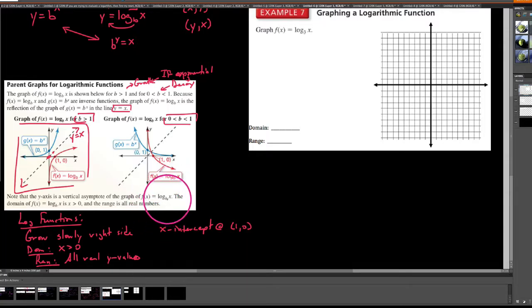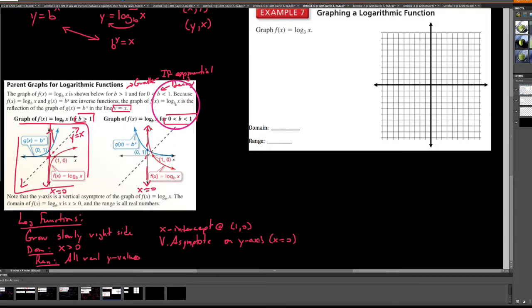But we say the x-intercept is at (1, 0) there, and then we have a vertical asymptote, and that vertical asymptote is on the y-axis, and we're going to give this an equation: x equals 0 here. Okay, so we want to maybe add that in here. x equals 0 is our vertical asymptote here, x equals 0.